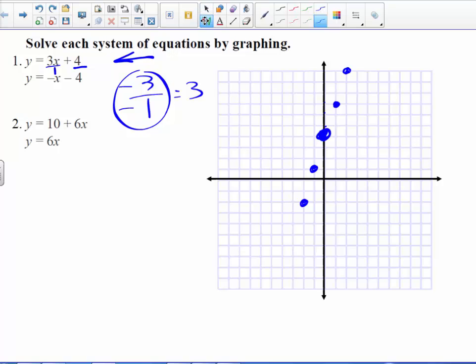Take a look at the other line. y equals negative x minus 4. So you start at the negative 4. From the origin, you go down 1, 2, 3, 4. That's your starting point.